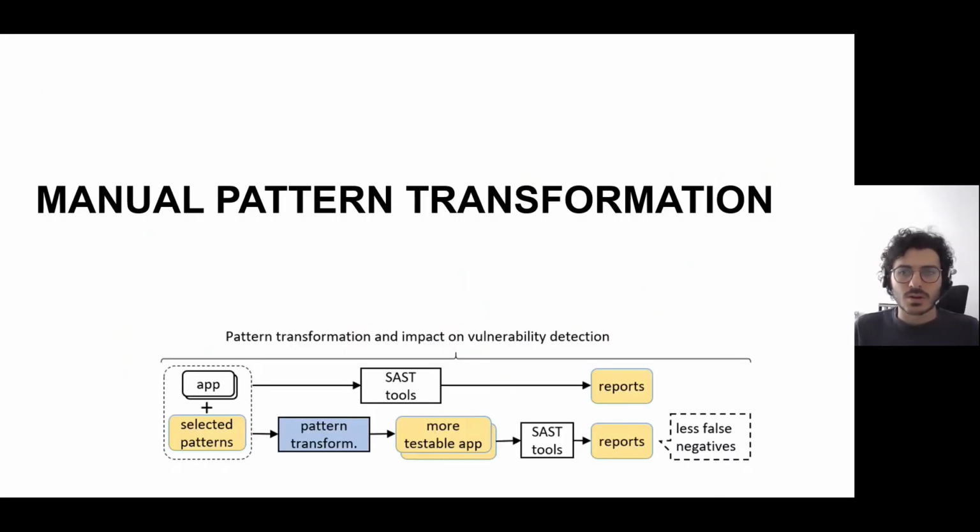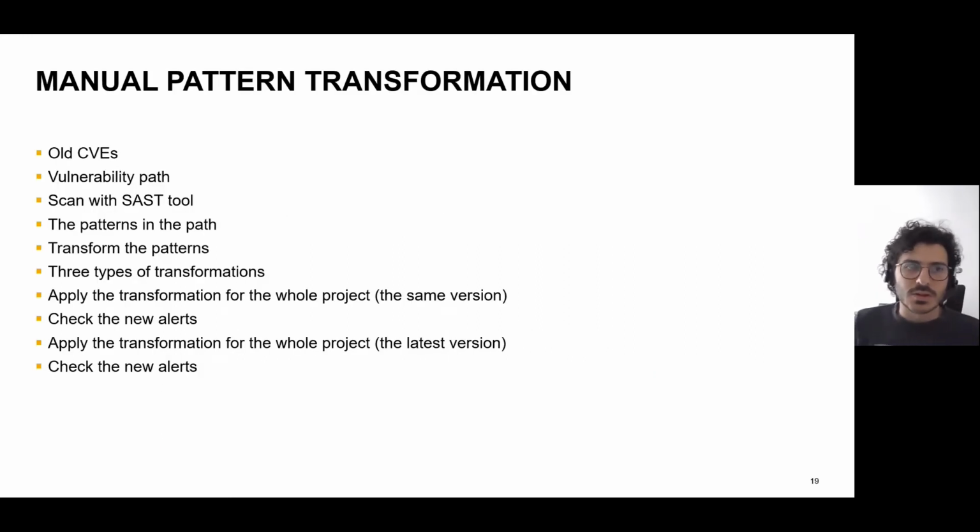So with the motivation of this high prevalence, we apply 2 experiments with manual and automated pattern transformations. In the first experiment, for the manual transformation, we went through the old CVEs. We check the vulnerability path and we scan the project with the static tool. If the tool is not able to discover this vulnerability, then we search for the patterns inside this path and we apply the transformation for these patterns in the whole project. We apply this transformation on the vulnerable version of the project and also the latest version.